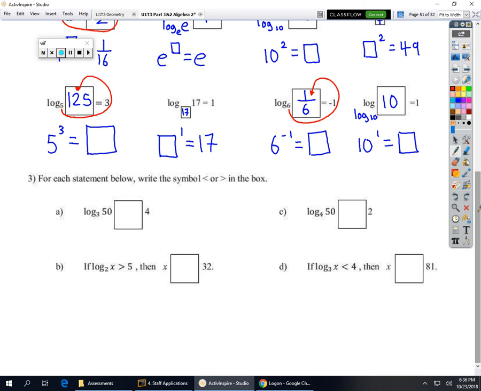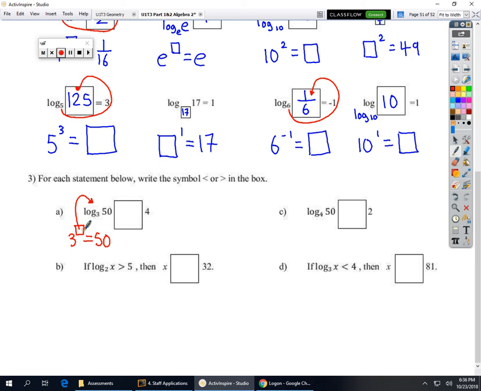Okay. And finally, last here, for each statement below, write the symbol less than or greater than in the box. So I may mess up here, apologize for that. Don't worry about this number; keep this separate from this number. So if I have log base 3 of 50, what does that mean? That means 3 to some number equals 50. Whatever the number in the box is, that's the answer. So what exponent makes 50?